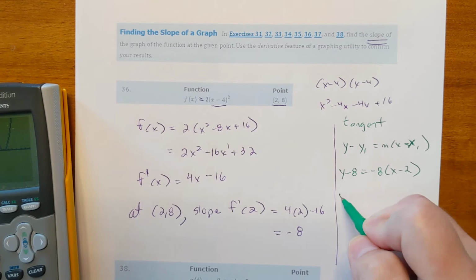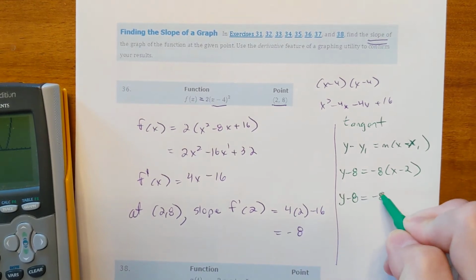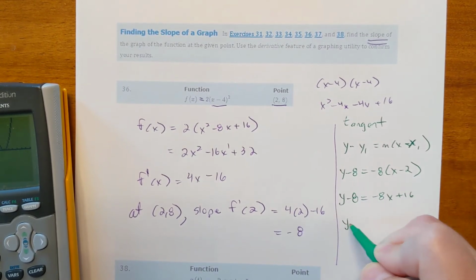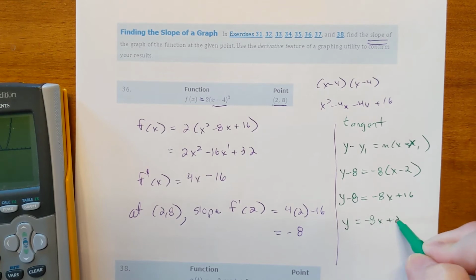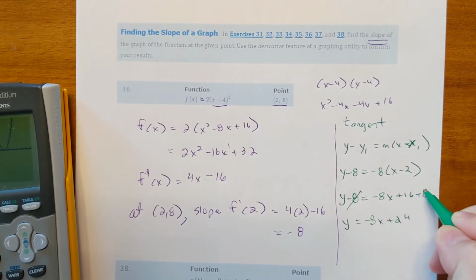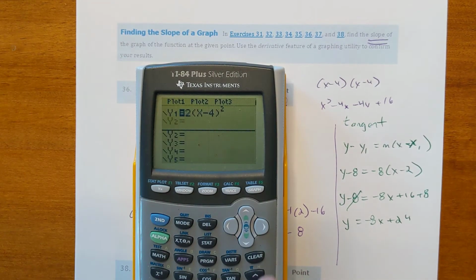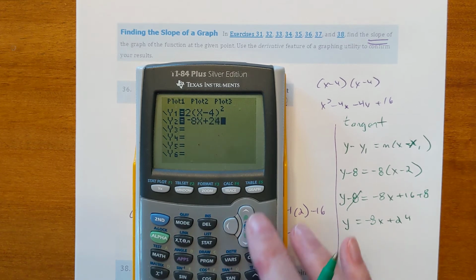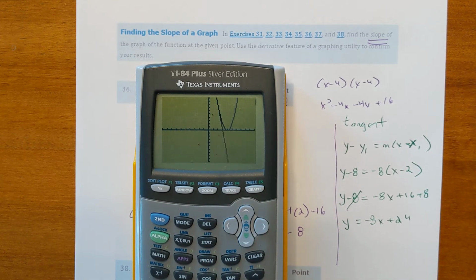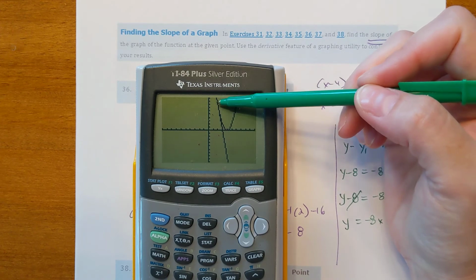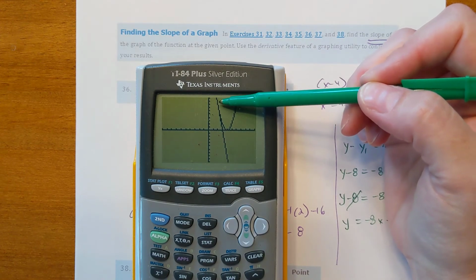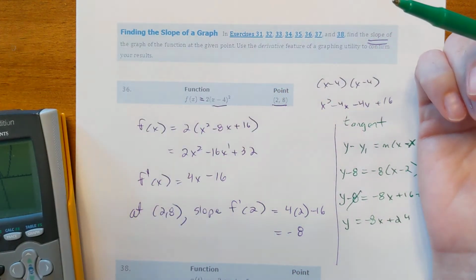I'm going to clean it up so I can put it in the calculator. So that makes it negative 8x plus 16. So y equals negative 8x plus 24 when you move the minus 8 over. So putting that in the calculator, y equals negative 8x plus 24, graph. So you can see it slices through at that point (2, 8), and there's your tangent line to the graph.